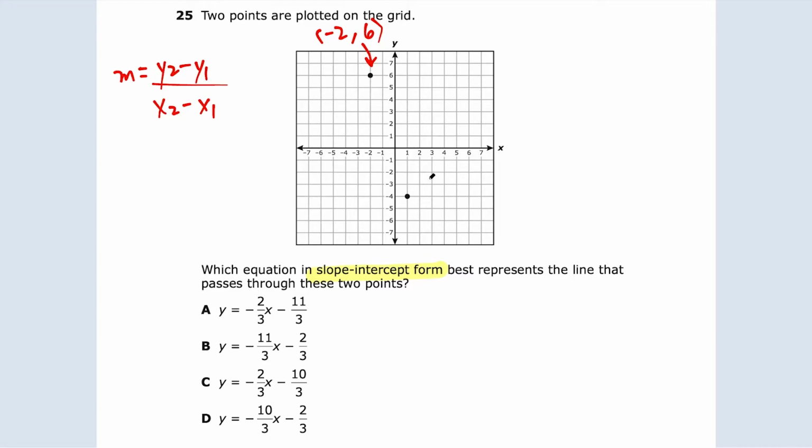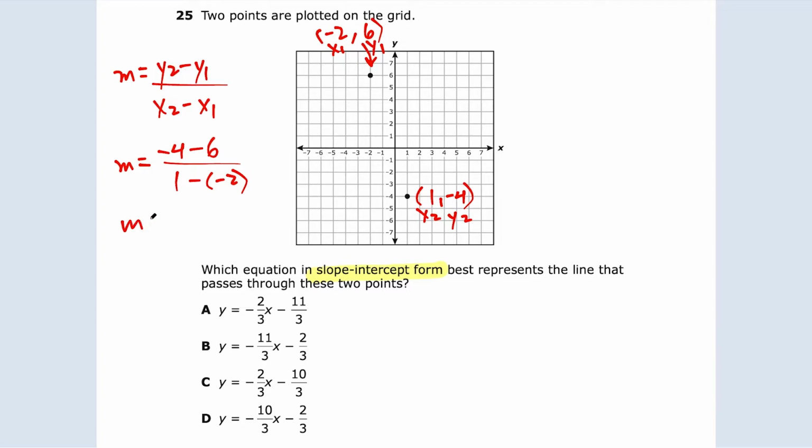So this is the point (-2, 6), and this is the point (1, -4). So I could call this one x1, y1, and I could call this point over here x2, y2. So if I want to find the slope, I'm doing y2, which is -4, minus y1, which is 6, and I'm dividing by x2, which is 1, minus x1, which is -2.